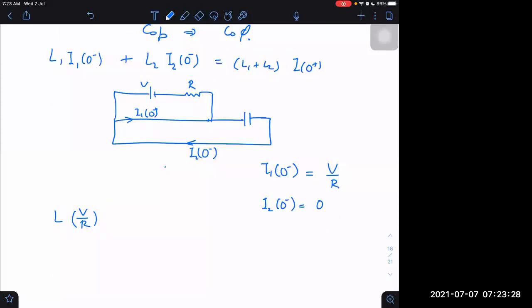Next, we get L into V by R plus L into 0 is equal to L1 plus L2, means 2L into I. Let I(0 plus) be equal to I, because I don't want to write this unnecessary 0 plus. What does 0 plus tell us? It simply tells us it is after and it is before, nothing else. It is not I multiplied by 0 obviously. It is I1 at a time slightly less than 0, and it is I at a time slightly more than 0, just after closing this.